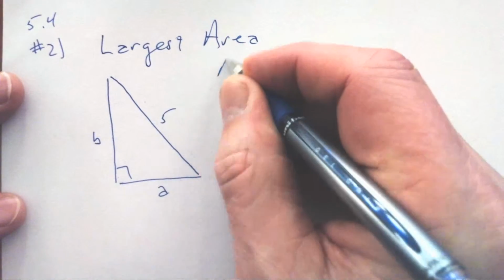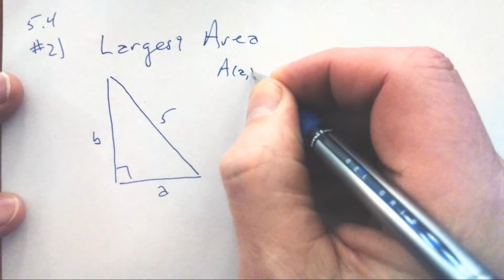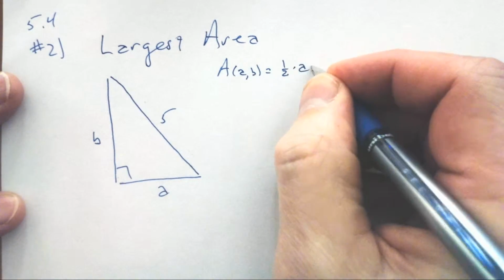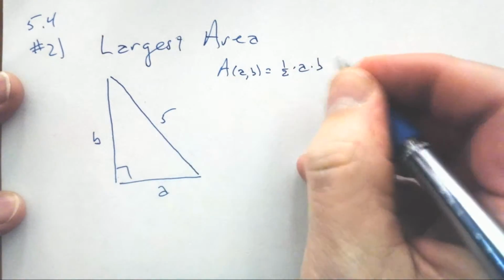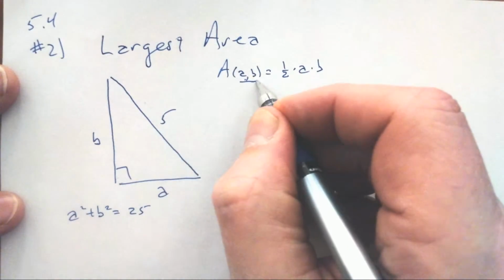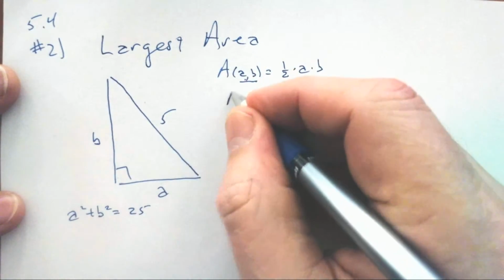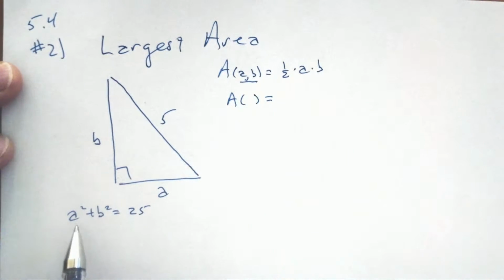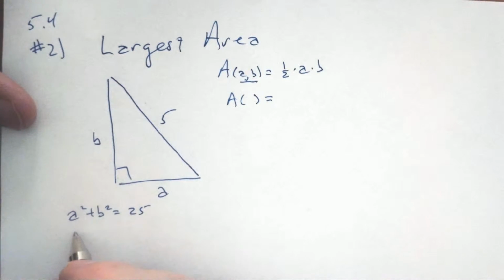I can say that the area is a function of A and B. It is 1/2 times the base, which I'm calling A, times the height due to the right triangle, B. I also know that A squared plus B squared has to equal 25. I don't want the area as a function of 2 variables. I want the area as the function of a variable. So I'm going to solve for either A or B. Doesn't matter. In this case, I always choose the easier one to solve for, but it's the same.